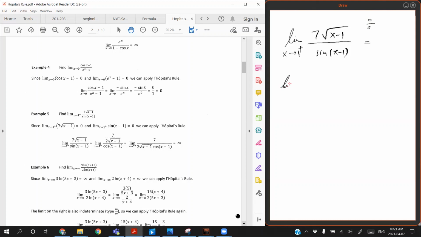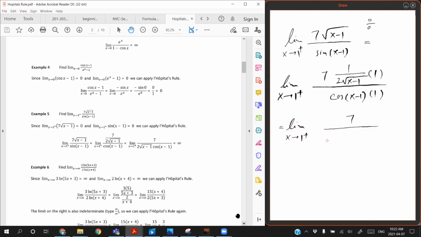So let's use it. That's going to be the limit as x approaches 1 from the right. The derivative of the numerator is going to be 7 times 1 over 2 root x minus 1. And then I have to multiply by the derivative of the inner function, which is going to be 1 in this case. At the bottom, the derivative of sine is cosine. So I get cosine of x minus 1. And then I multiply by the derivative of the inner function, which is 1 in this case. Let's simplify this. Limit as x approaches 1 from the right, I get 7 over 2 root x minus 1 times cosine of x minus 1.